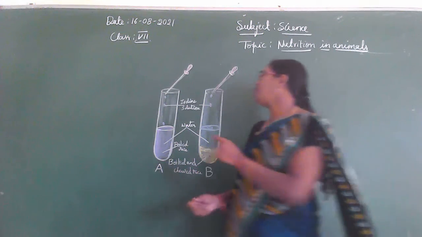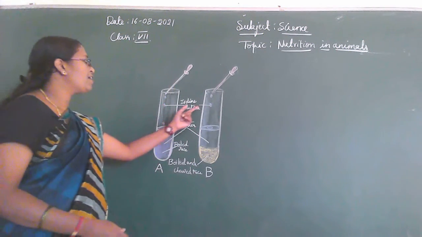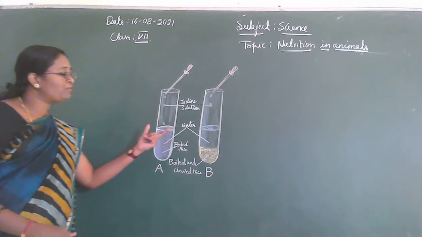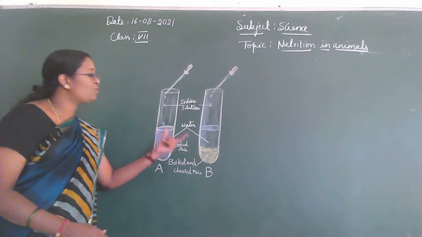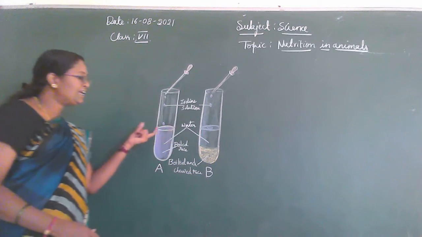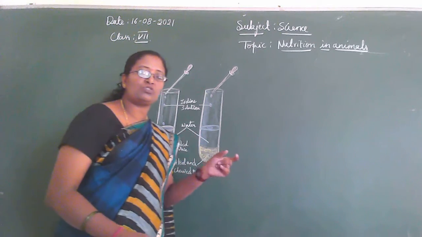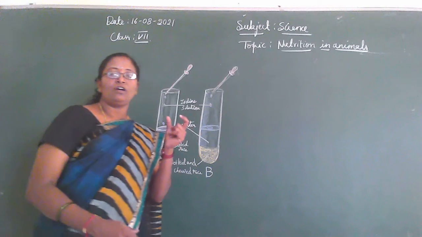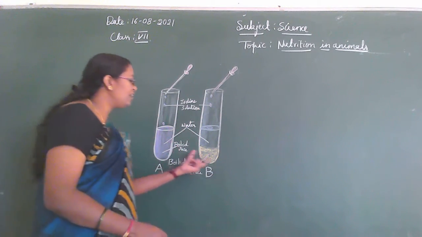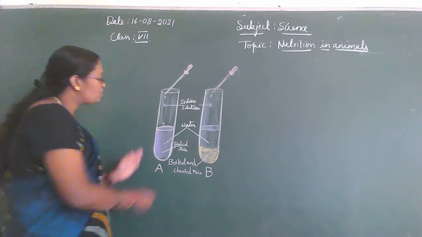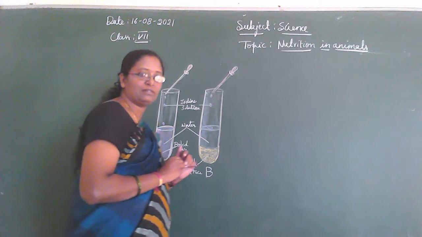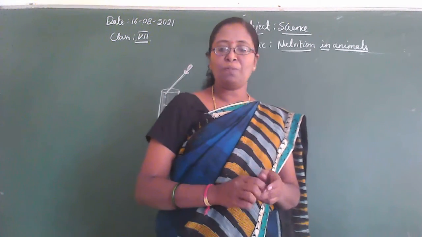So children, after adding water, we need to add iodine solution in each test tube. How many drops? 2 to 3 drops of iodine solution in each test tube. Shake the test tube and leave it for 5 to 10 minutes and observe the color in both test tubes. In the first test tube we can see a blue-black color.